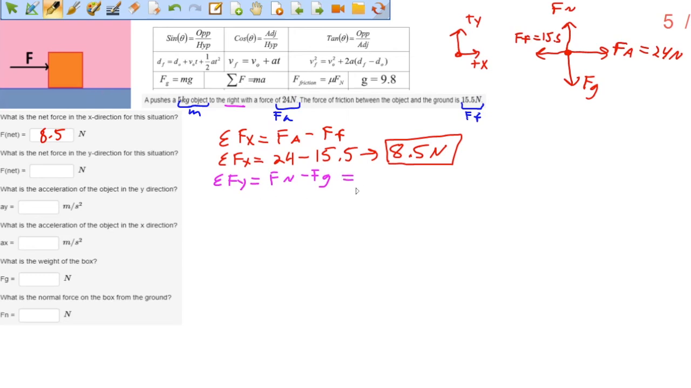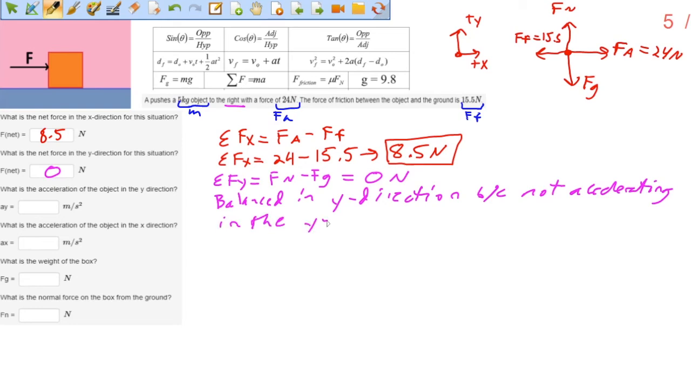So I know that these two forces, normal and gravity, are balanced. And because they're balanced, the net force is just 0. How do I know that they're balanced? Well, like I said, they're balanced because the box is not accelerating in the y direction. So our next question says, what is the acceleration of the object in the y direction? Well, net force is equal to ma. If we don't have any net force, we don't have any acceleration. So the acceleration in the y direction should just be 0.